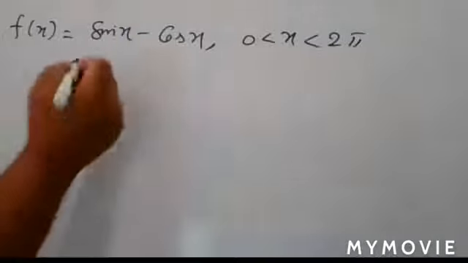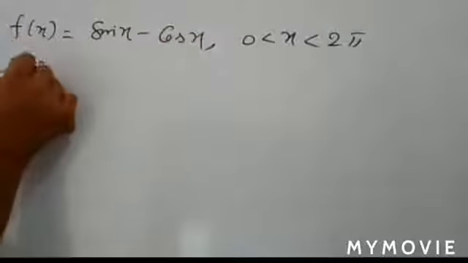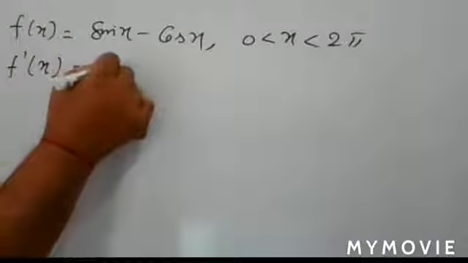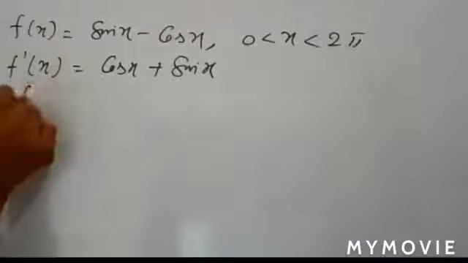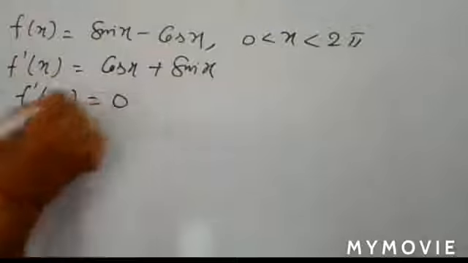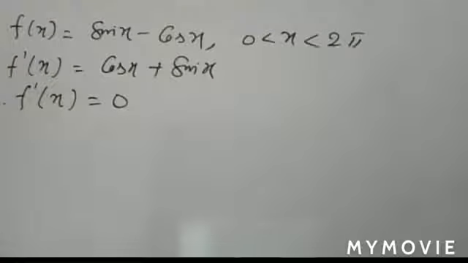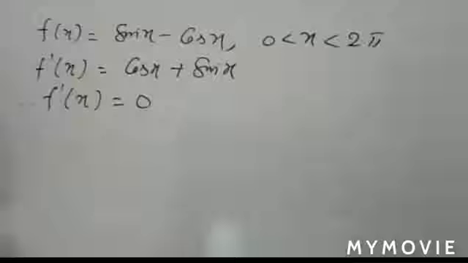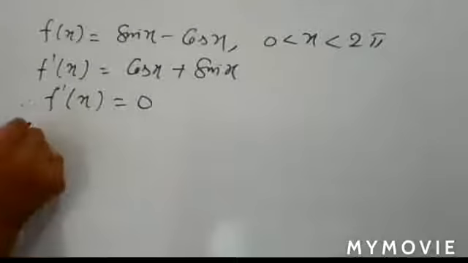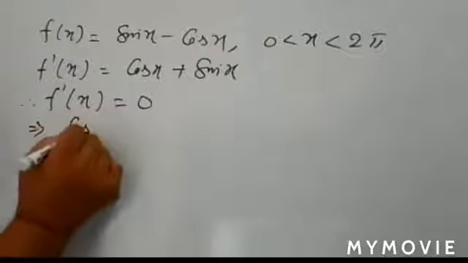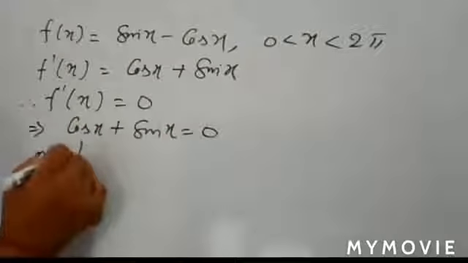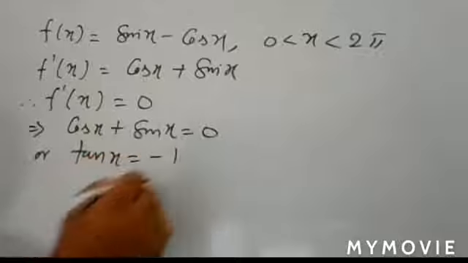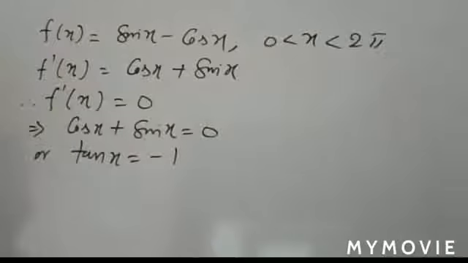Just write, first you differentiate it, f dash x. So here you have cos x plus sin x. Now you take f dash x is equal to 0, write it. So if you take f dash x is equal to 0, this implies cos x plus sin x is equal to 0, or tan x is equal to minus 1. You can write it in this way.